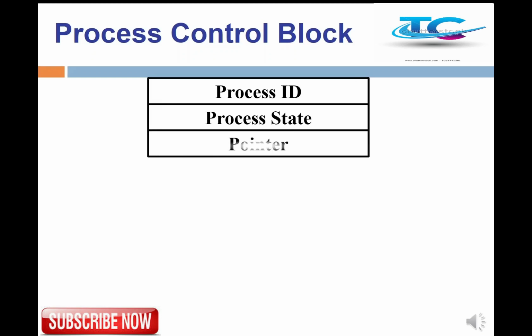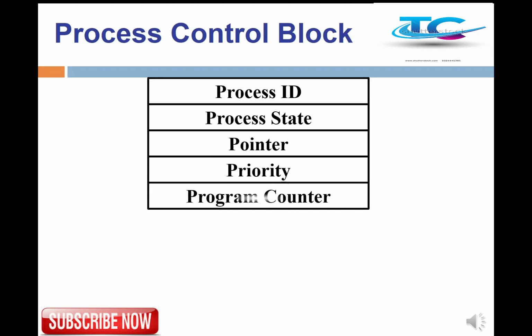The next is pointer. As we already know the concept of pointer, which points to the parent process. The next is priority. The process having high priority executes first. The next is program counter. It is again a pointer to the address of the next instruction to be executed. The next is CPU registers. Various CPU registers where the process needs to be stored for execution in running state.